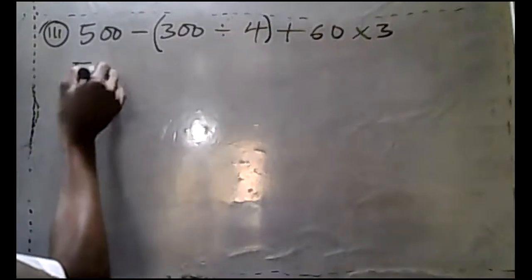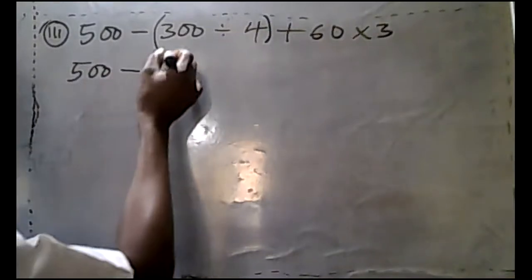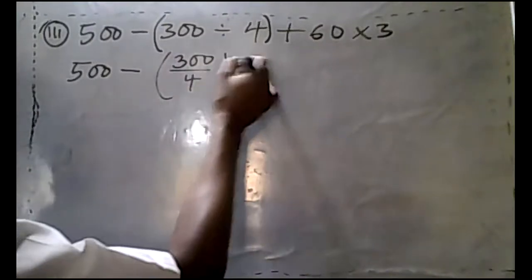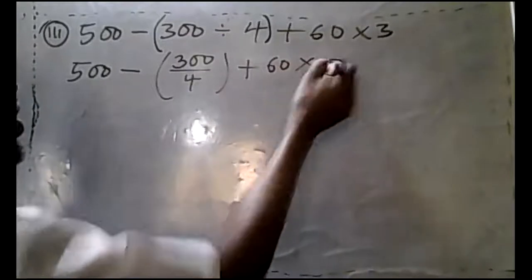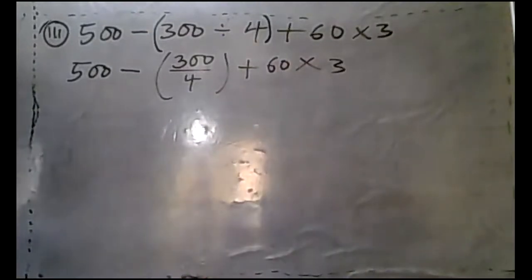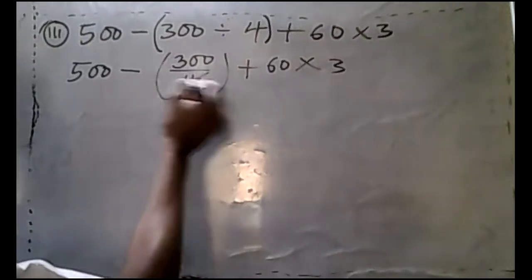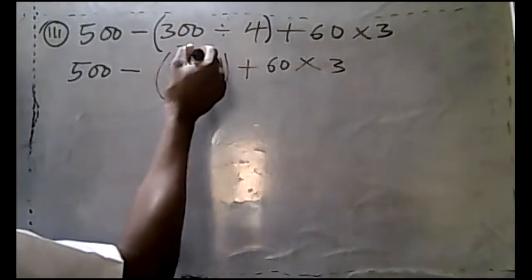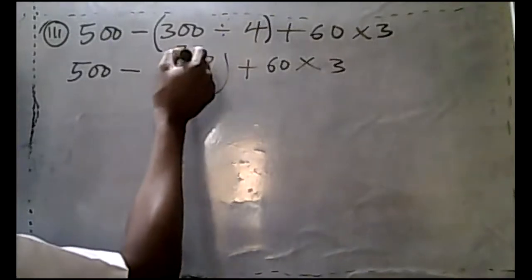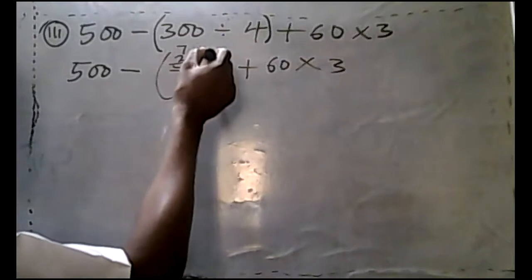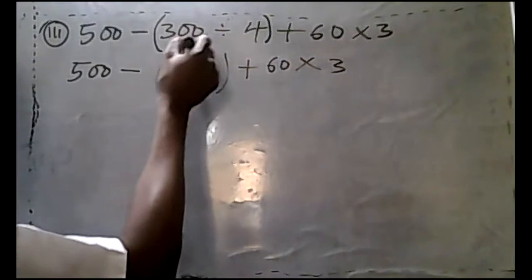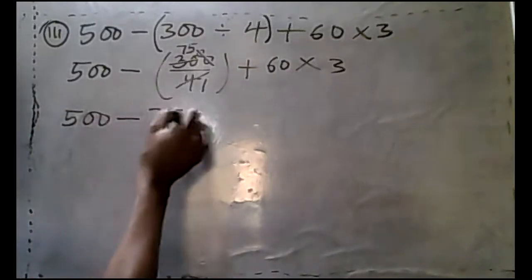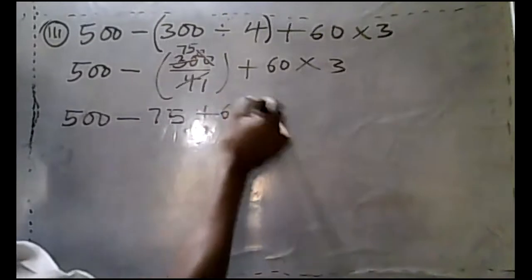So write 500 minus, you do your 300 over 4, plus 60. 4 in 30 is 7, remainder 2. 4 in 20, 5. So what you're going to have is 500 minus 75 plus 60 times 3.